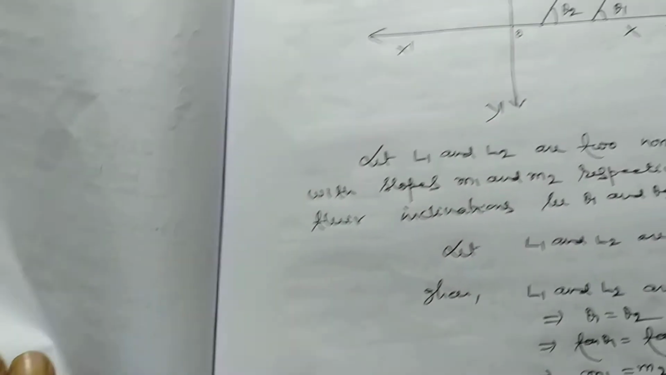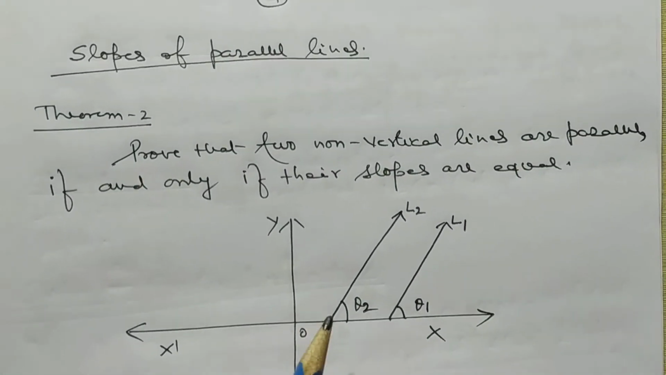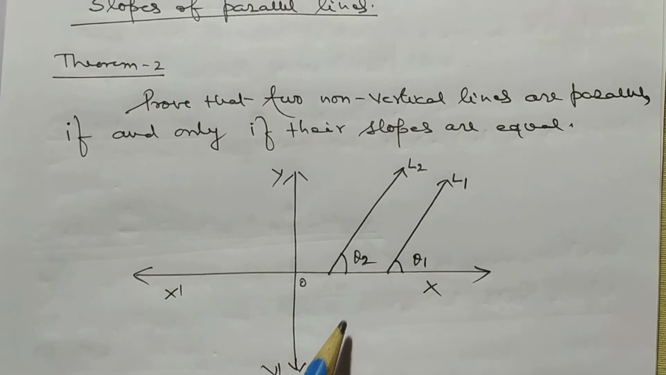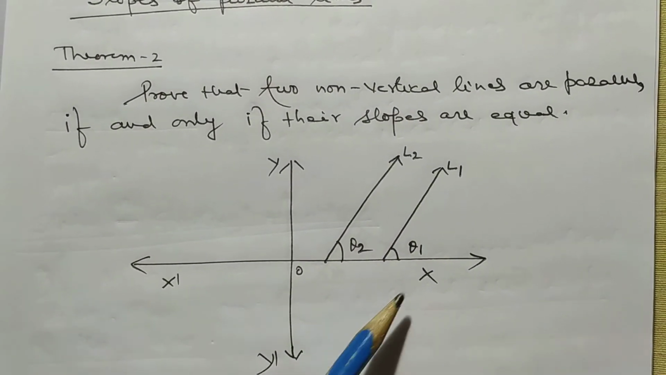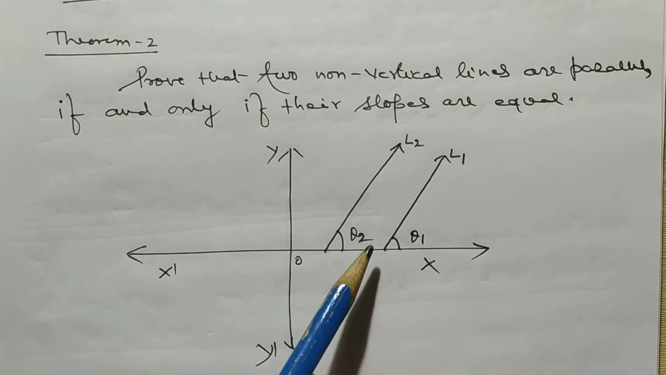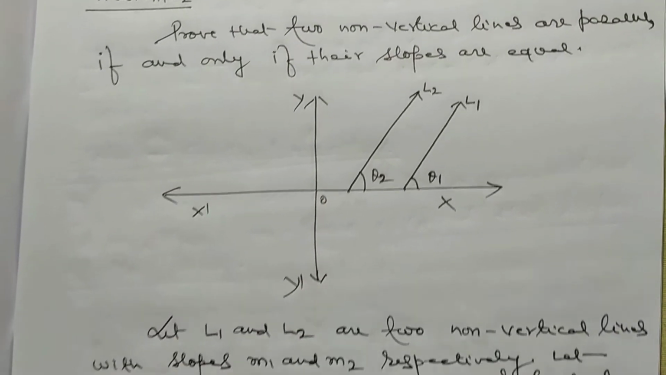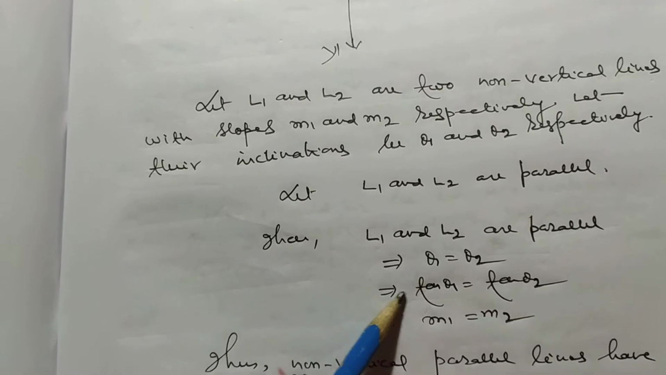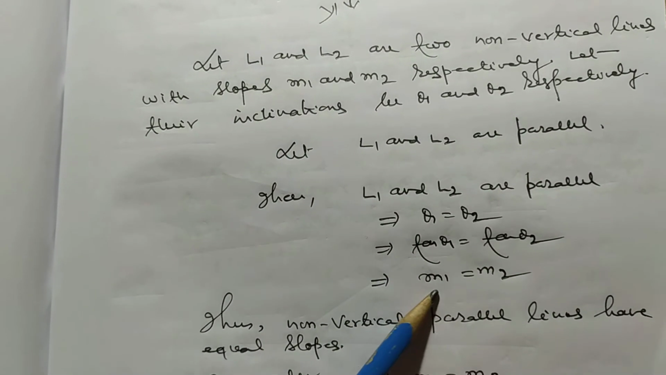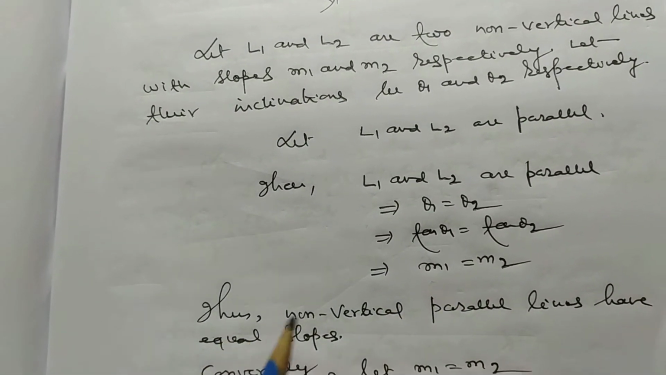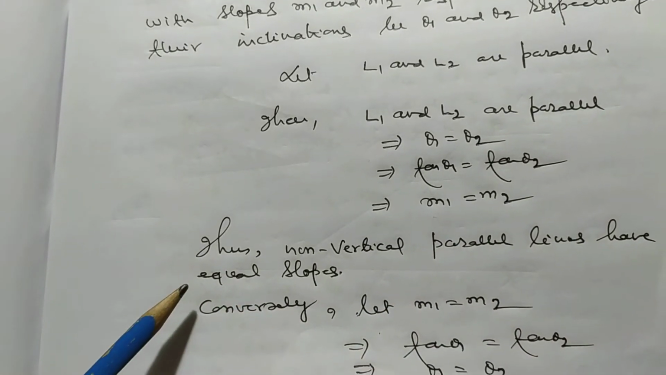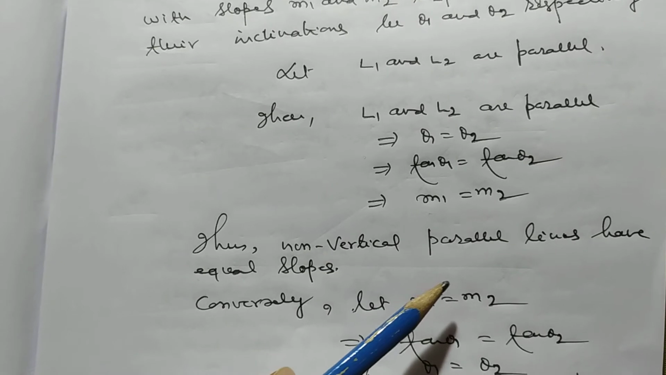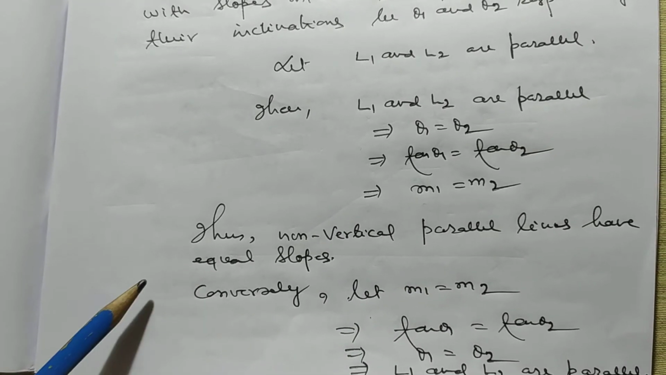Now, slopes of parallel lines. Here L1 and L2 are two parallel lines, and their slopes are tan theta 1 and tan theta 2. And tan theta 1 and tan theta 2 can be denoted by m1 and m2. Thus, non-vertical parallel lines have equal slopes.